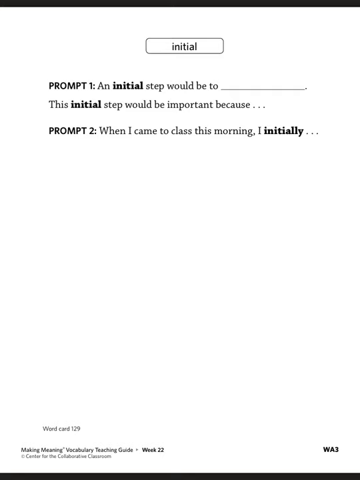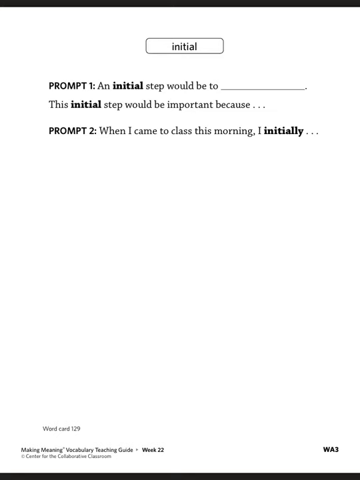I want you to think about if you were planning to take a trip. In planning to take this trip, what would your initial step be? Use prompt 1 to say what it would be, and then describe why it is important. Pause, turn and talk to your partner.